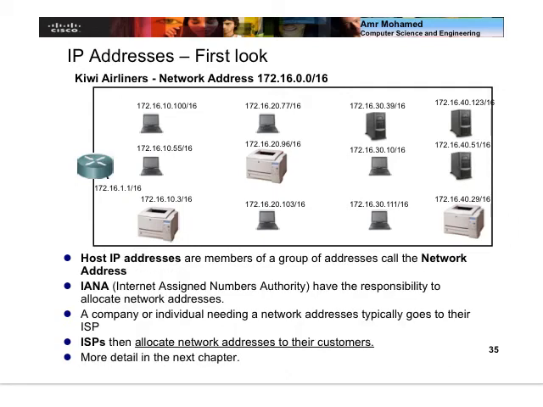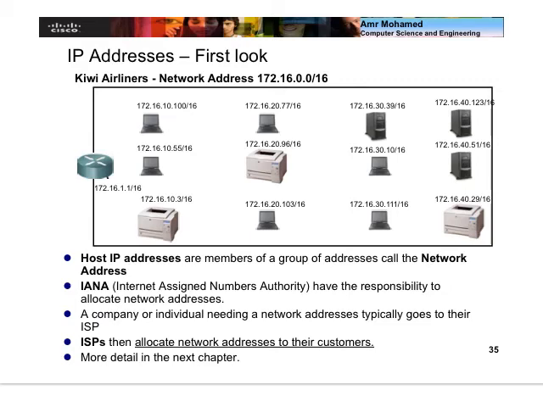So host IP addresses are members of a group of addresses that are assigned by a specific organization called IANA, or Internet Assigned Numbers Authority. So IANA is an organization which is responsible for assigning specific IP address ranges to a specific organization or locations. Okay, so it's not done sporadically. It has to be done officially.